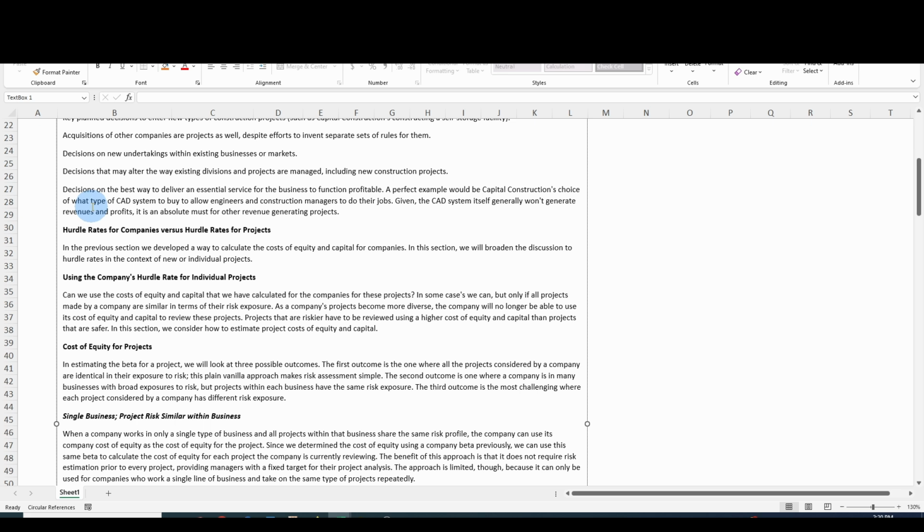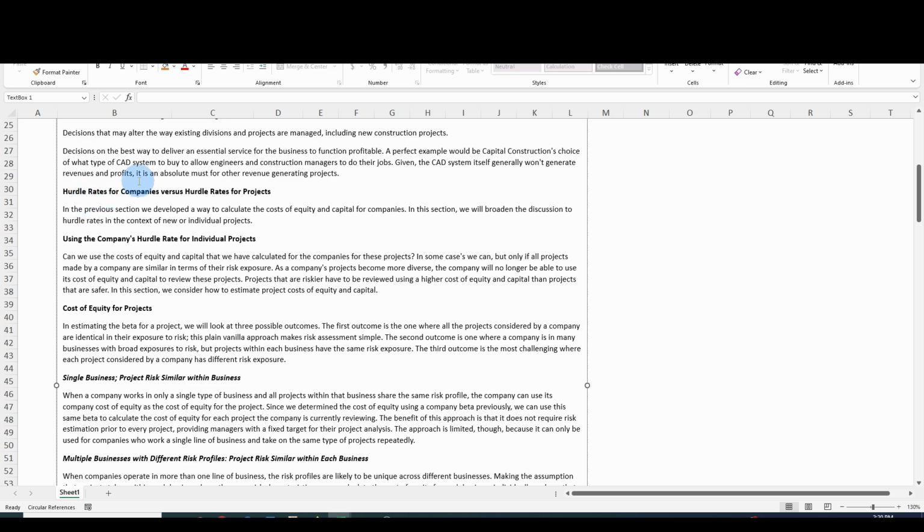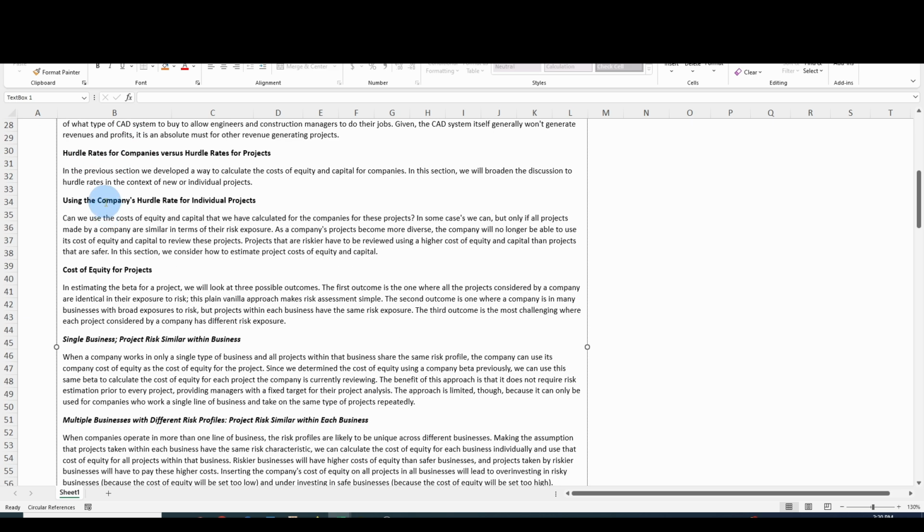A perfect example would be capital construction's choice of what type of CAD system to buy to allow engineers and construction managers to do their job. Given the CAD system itself generally won't generate revenues and profit, it is an absolute must for other revenue generating projects. Hurdle rates for companies versus hurdle rates for projects.